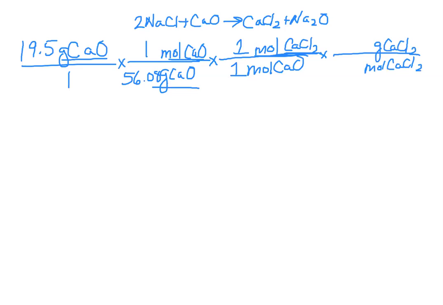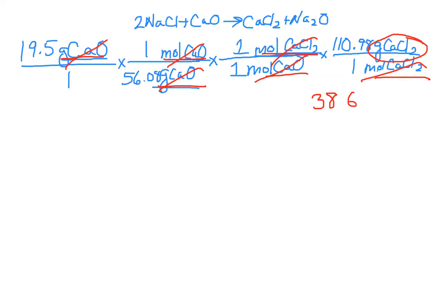When you have grams to moles, a 1 goes with the mole, and this number comes from the periodic table. 1 calcium, 2 chlorides, and you should get 110.98 grams. So look at this. This went here, so they cancel. This went here, so they cancel. This went here, so they cancel, and we're left with grams of calcium chloride. So do all these calculations on your calculator, and you should get 38.6 grams of calcium chloride.